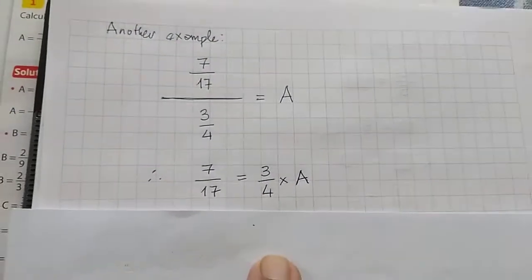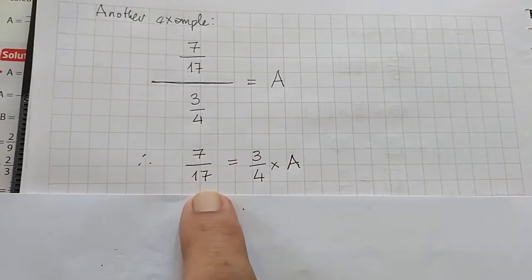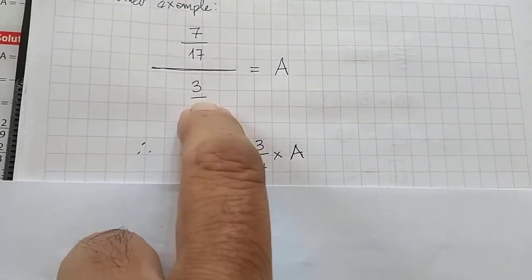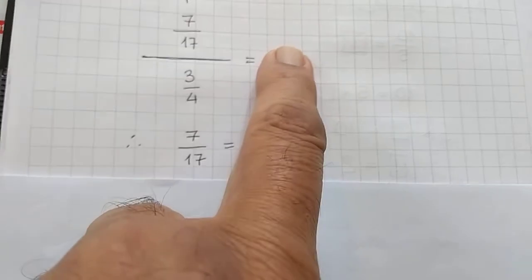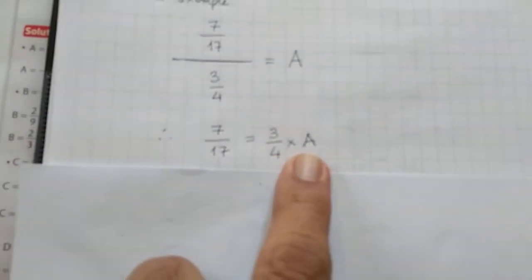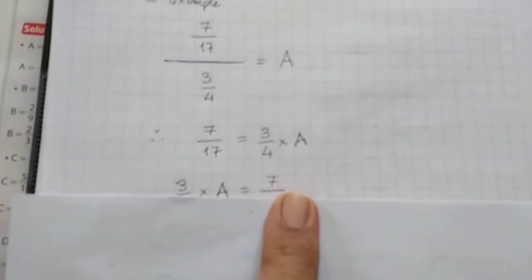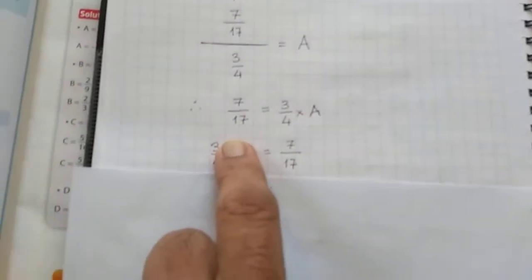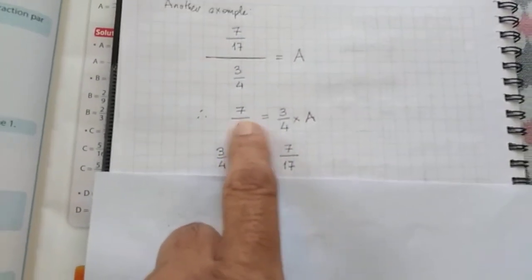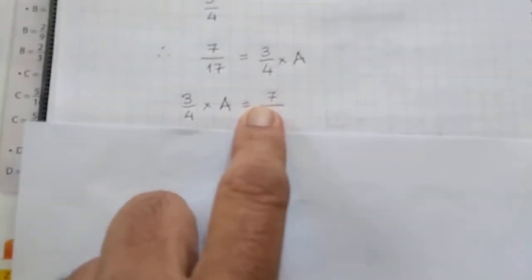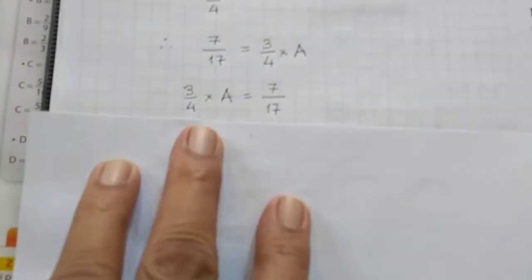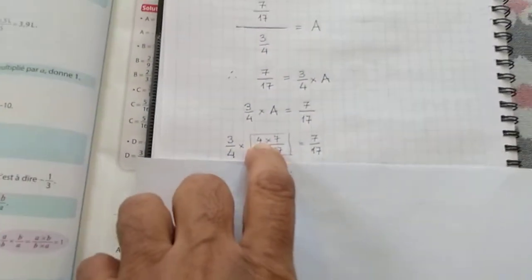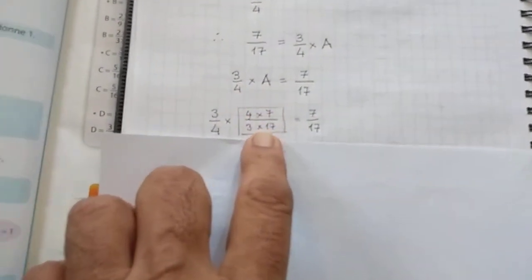Okay, so now we do the same thing. We can say that 7 over 17 is equal to 3 over 4 into A. We're just taking this on this side. So now we have to find out A. So again, like before, I move this to the left and I move that to the right. That's all I've done in this step. Now we take A and we replace it with the box.